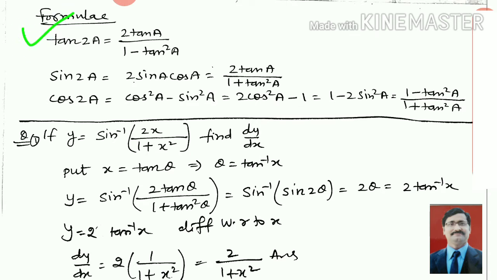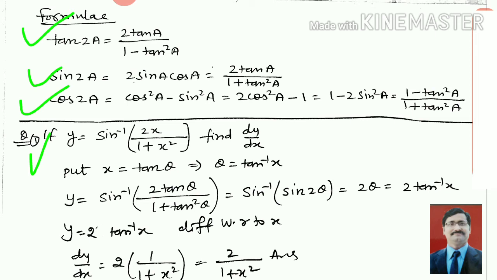Tan 2a equals 2 tan a upon 1 minus tan square a. Sin 2a we have two formulas: 2 sin a cos a, equal to 2 tan a upon 1 plus tan square a. Cos 2a we have 4 formulas. Cos 2a equals cos square a minus sin square a, or 2 cos square a minus 1, or 1 minus 2 sin square a, or 1 minus tan square a upon 1 plus tan square a. Look here, with this question we will do, then you will understand.